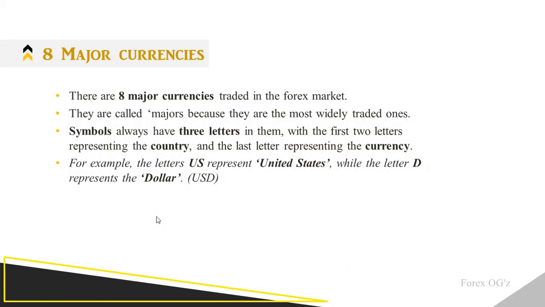Right, so we have 8 major currencies traded in the Forex markets, and they are called majors because they are the most widely traded ones. Symbols have 3 letters in them, with the first 2 letters representing the country and the last letter representing the currency. In the case of the USD, the United States dollar, you have the first 2 letters being the country, which is the United States, and the last letter, the D, being the name of your currency, which is the dollar.